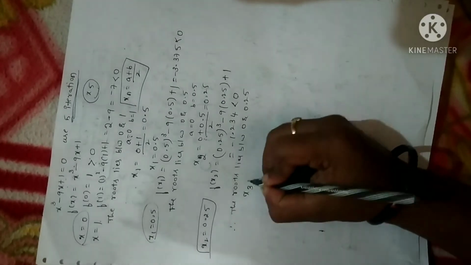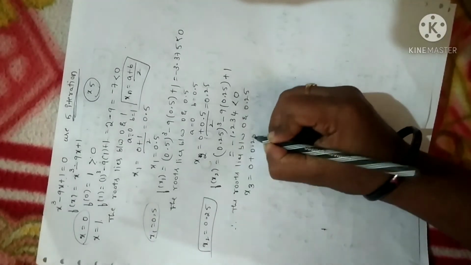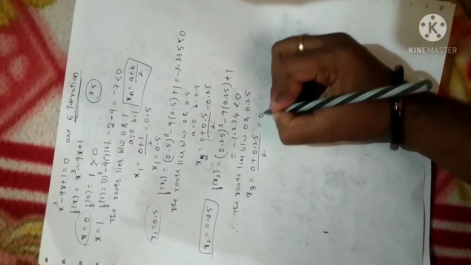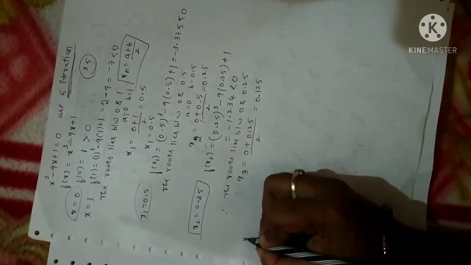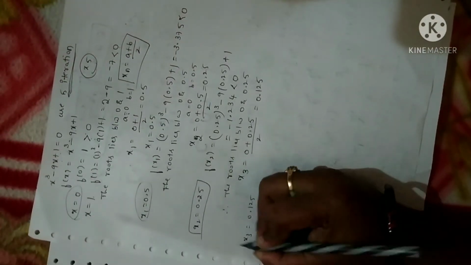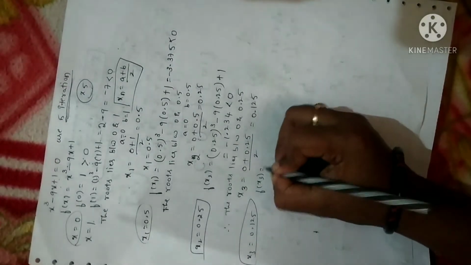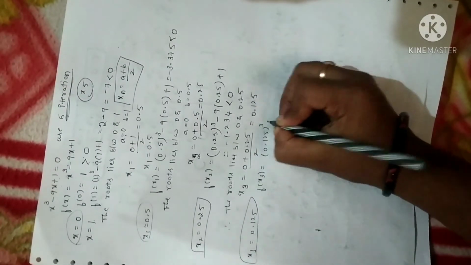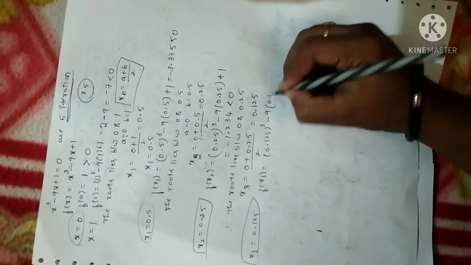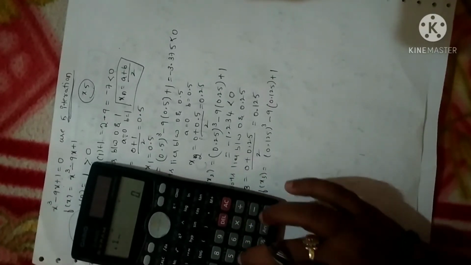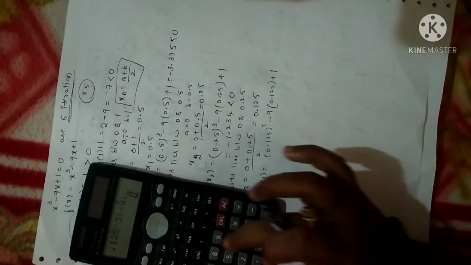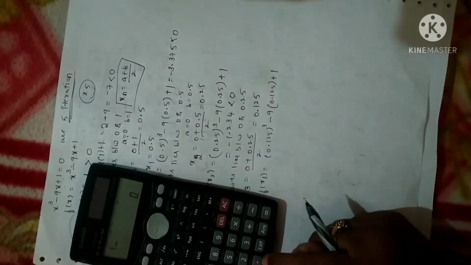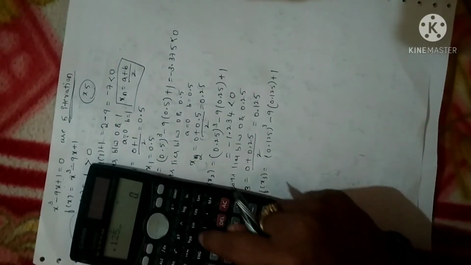Now let me use the formula to find x3, that is the bisection formula given by (a plus b) by 2. So when you divide this you will get 0.125. So the x3 value I have obtained is 0.125. Now let me find f of x3. So 0.125 whole cube minus 9 into 0.125. I am substituting in the given problem. So let me simplify. 0.125 whole cube minus 9 into 0.125 plus 1.